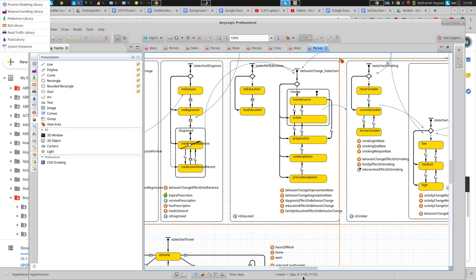Represented by state chart. It represents actions that change those concerns, and it represents rules by which those actions occur. One of the elements is this entry. What this is saying is, when a person comes in here, all the people in this model right now are starting either in a never smoking or a current smoking state, which is interesting. I would have expected some to start as former smokers.